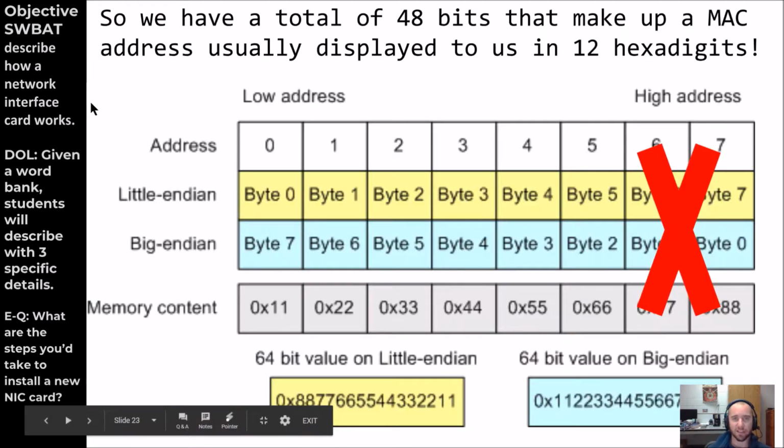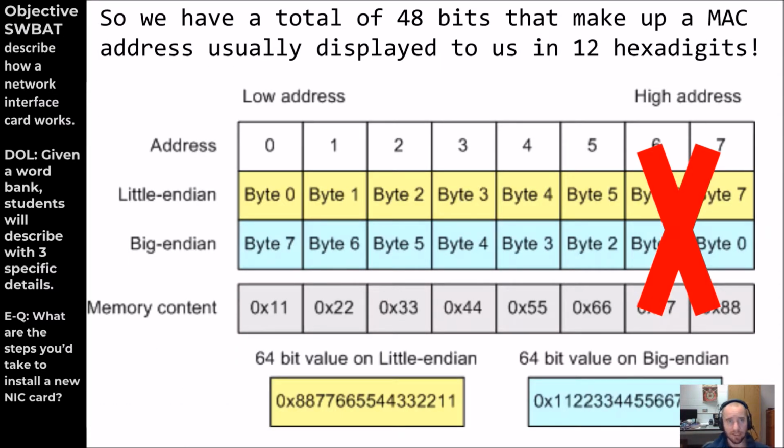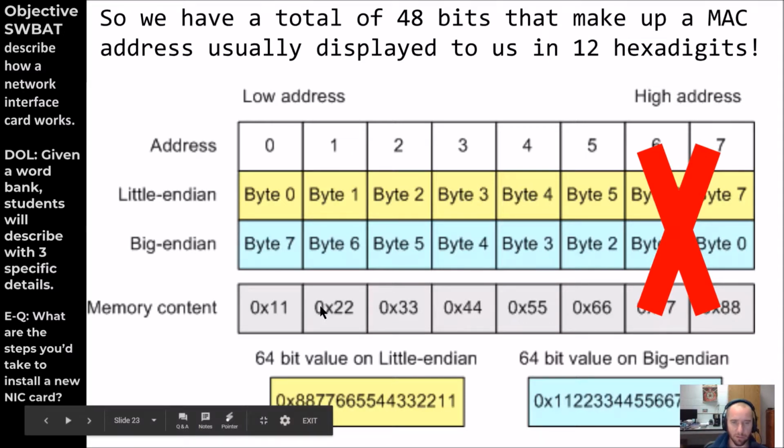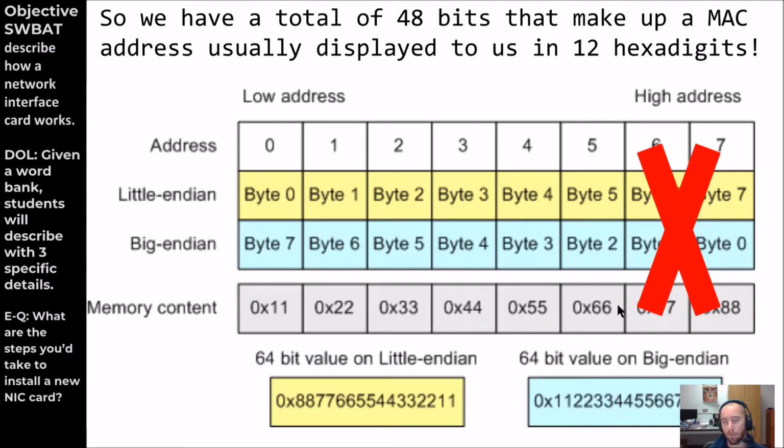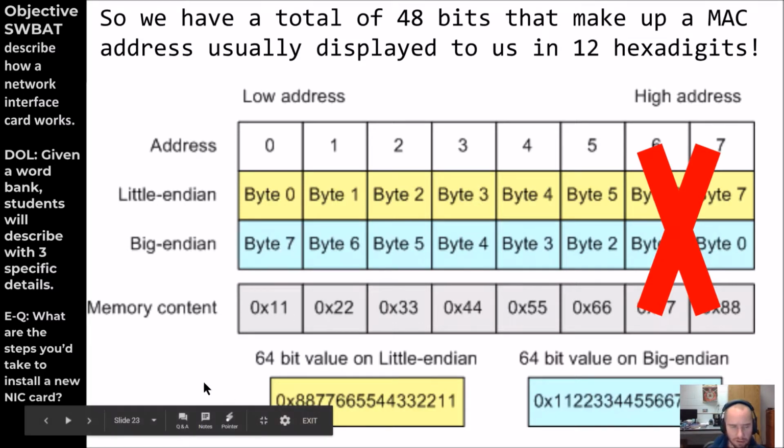So a MAC address is made up of a total of 48 bits, and these are usually displayed to us in 12 hexadecimal digits. So 12 being like 1, 2, 3, 4, 5, 6, 7, 8, 9, 10, 11, 12. 48 bits makes 6 bytes. You see how this is 6 bytes? So we have 1 byte here, 1 is 2, and then 3, 4, 5, 6. So a total of 6 bytes. Do the math if you think I'm not doing this right.